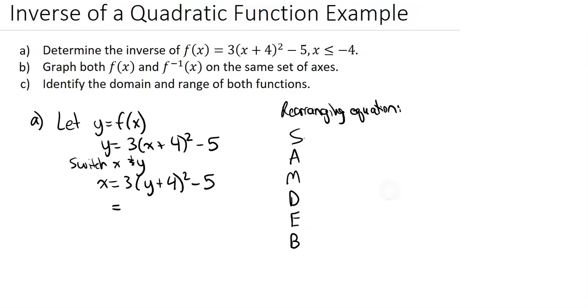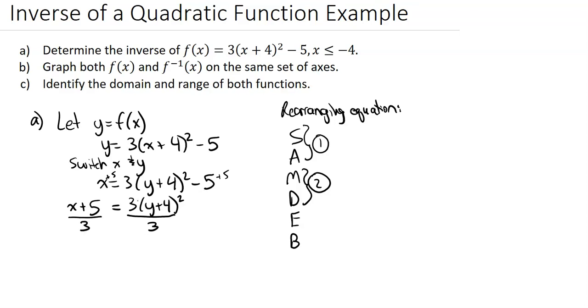So I'm first going to add or subtract. Well, what can I add or subtract? It's the 5 here, so I'm going to add 5 to both sides. X plus 5 equals 3 times (y plus 4) all squared. Now I'm going to do the multiplying or dividing. There's my 3 out front, so I'm going to divide by 3. That's going to cancel it out and give me nothing in front of the brackets now. And then I'm going to have (y plus 4) squared. The third thing is the exponent, so I'm going to take the square root.